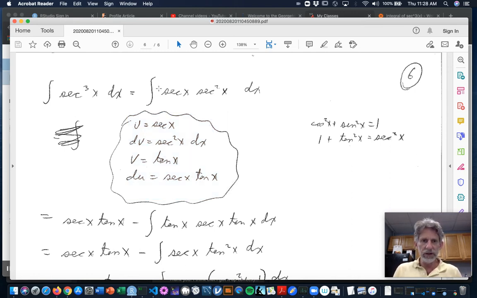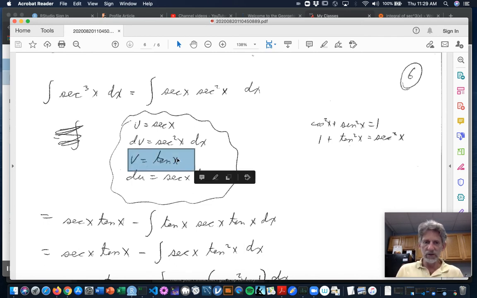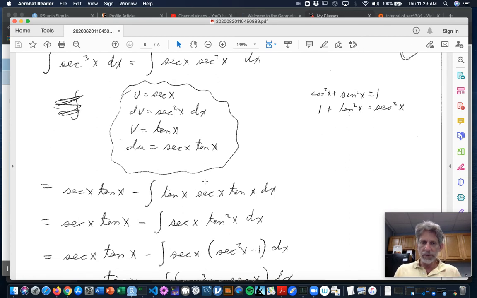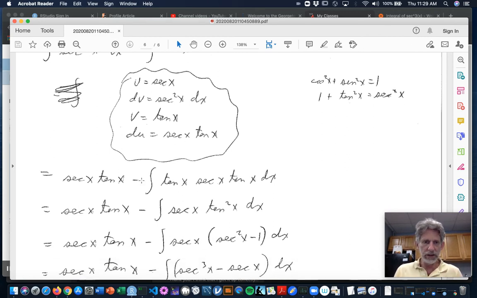I'm going to let u be the secant of x. So dv has to be everything else, secant squared x dx. So at least v I can get. It's the antiderivative of secant squared, it's tangent. And du would be secant x tangent x. So let me apply the integration by parts formula and see if I come up with anything easier. So here's my u times v minus my integral of my v du. Here's my v, which is tangent. Here's my du.